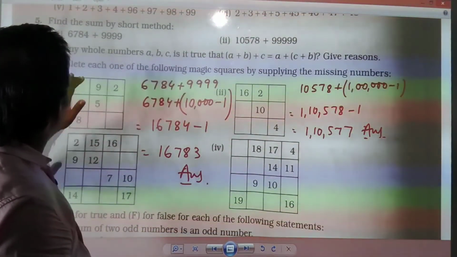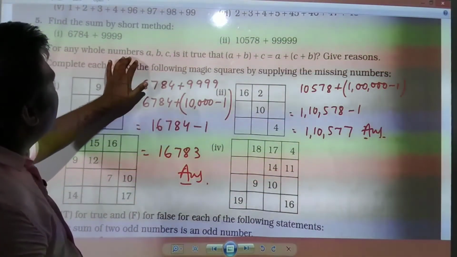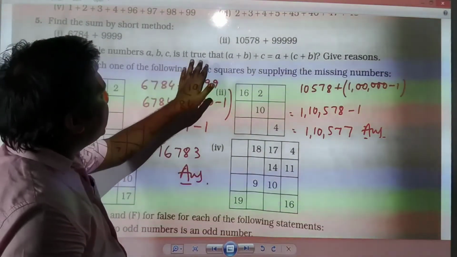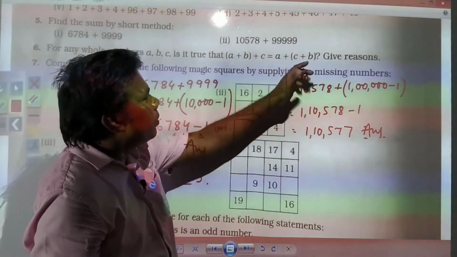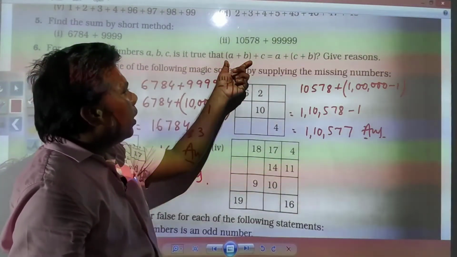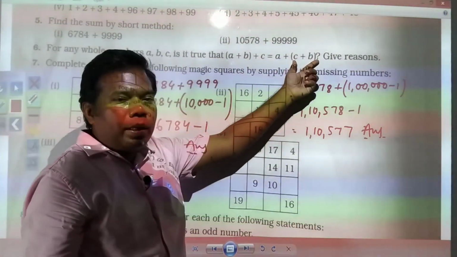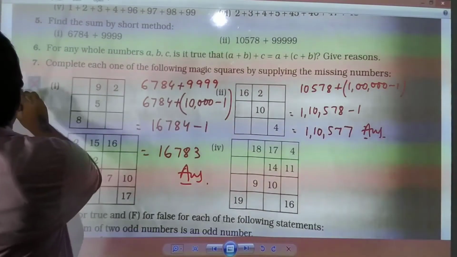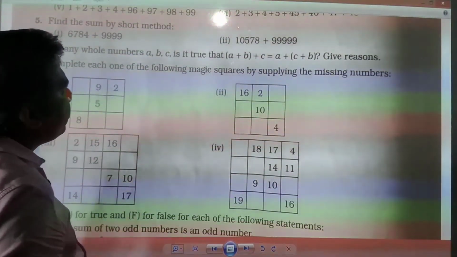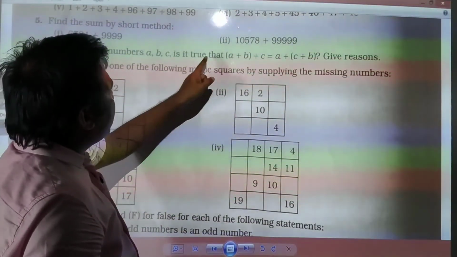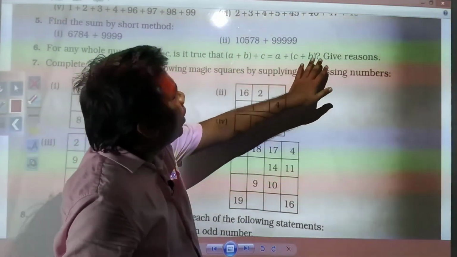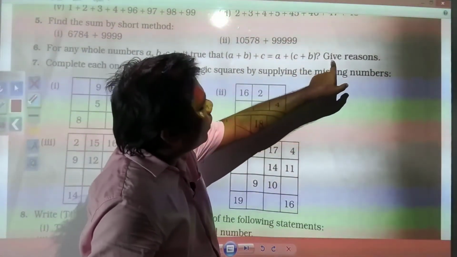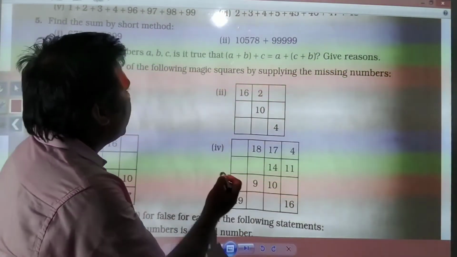Question number 6, you see, for any whole numbers a, b, c, is it true that a plus b plus c is equal to a plus c plus b? A plus b here you have in whole, and here you have c plus b. So you can write in this way. Is it true that this will be equal? So you need to give reason. So how will you solve this question?